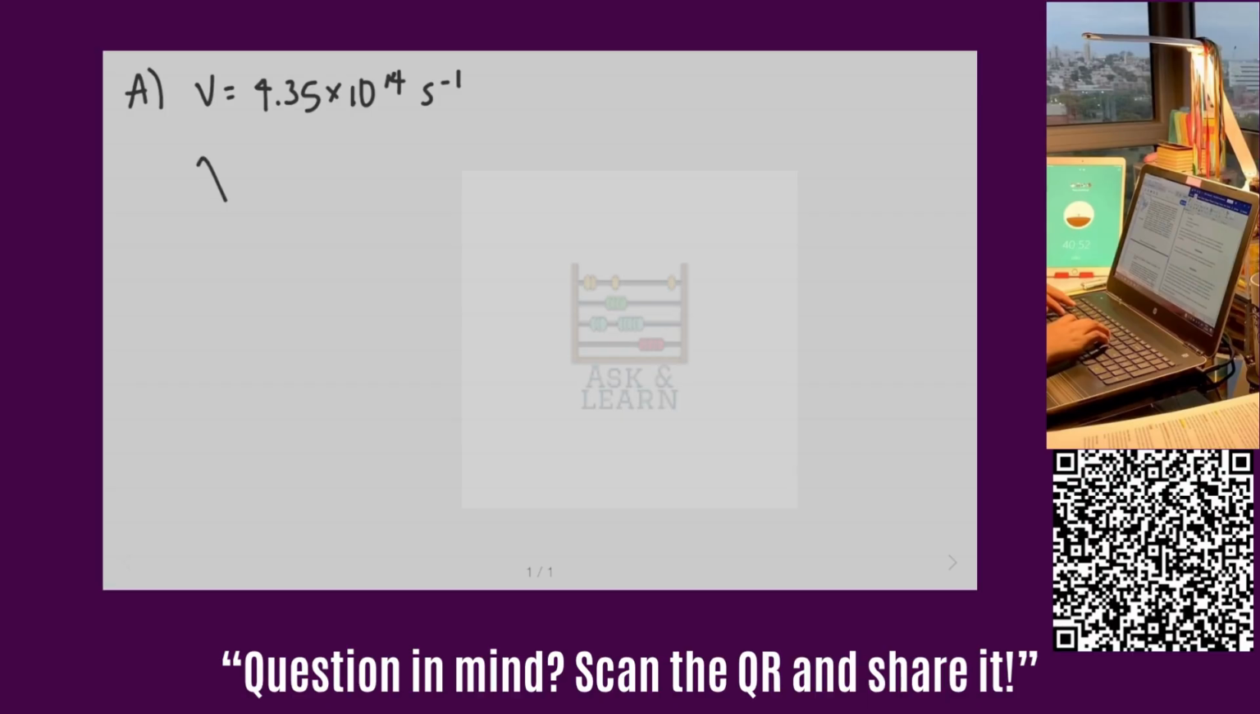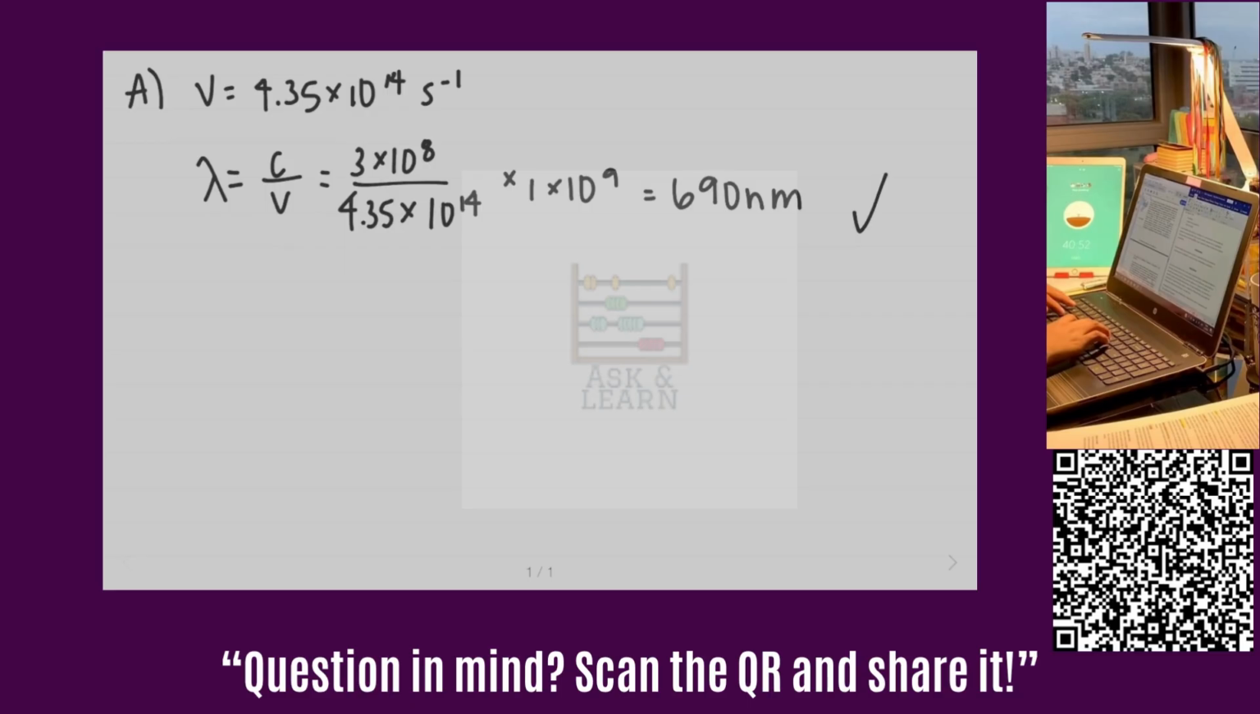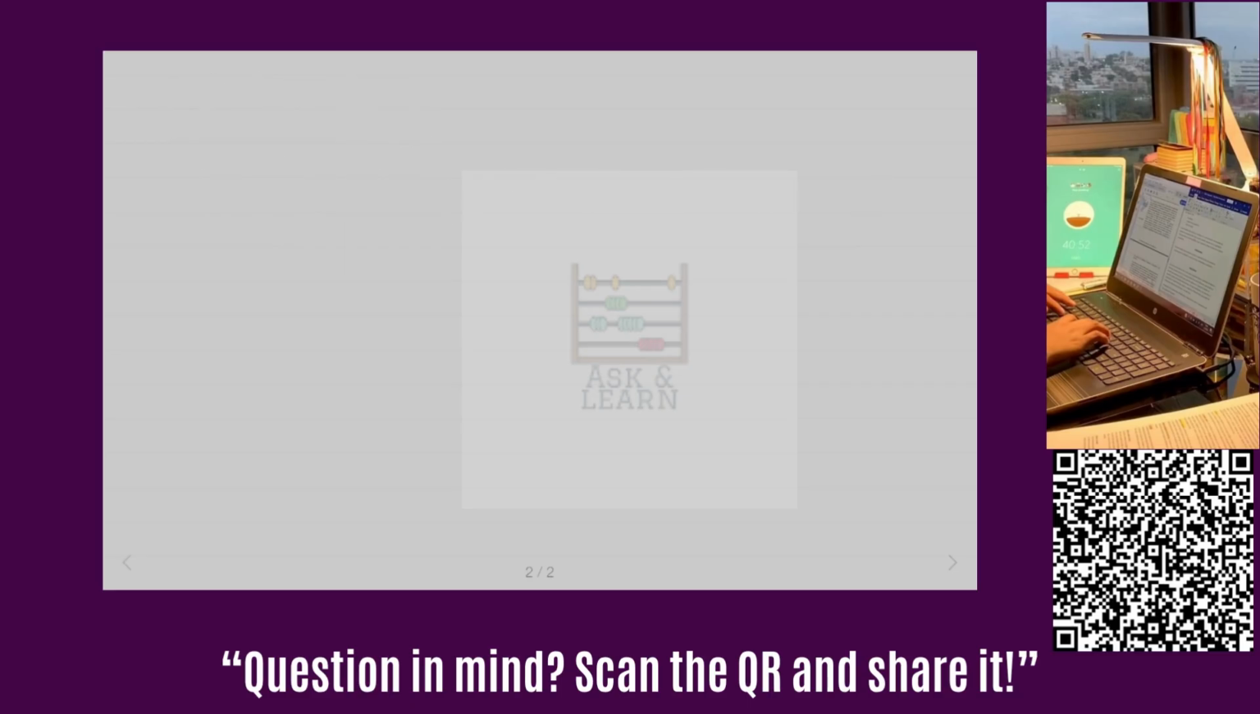So we will use the equation of wavelength is equal to C over V, where C is our constant of 3 times 10 to the 8th. V is what was given. And then if we divided that out right now, it would be in terms of meters, but we need it in nanometers. So we're also going to multiply it by 1 times 10 to the 9th to get it in terms of nanometers. And when we do that, we get an answer of 690 nanometers, which means that yes, it would be detected because it is within that range.